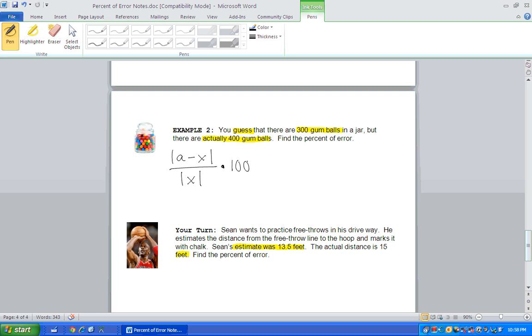So here, the approximate value is going to be the guess of 300 gumballs. And the exact value, it told us there were actually 400 gumballs in the jar. And we're going to divide that by the exact value. Now remember, all of that is inside the absolute value symbol. And then we're going to multiply by 100. So for this, when you type that in your calculator, you should get a 25% error.